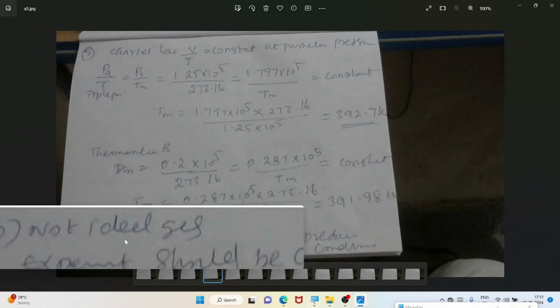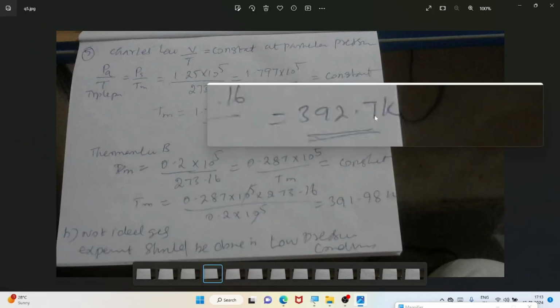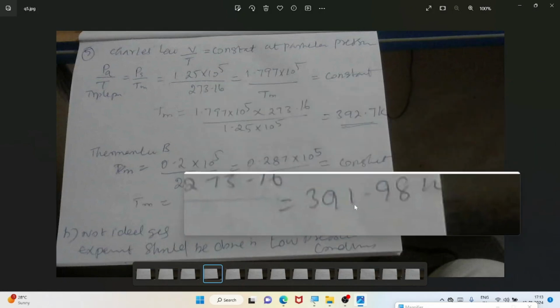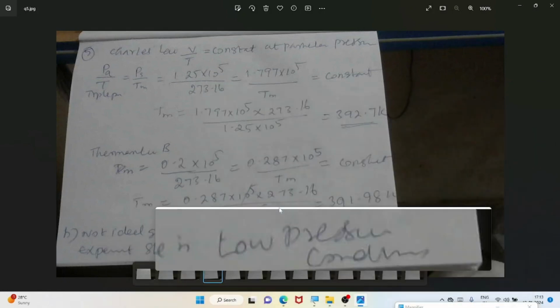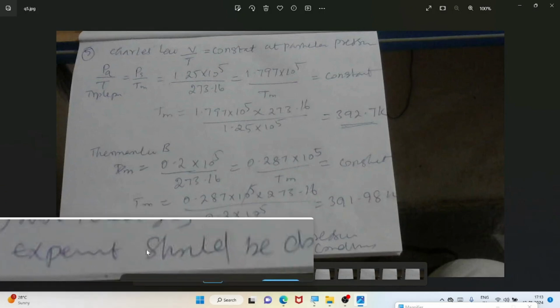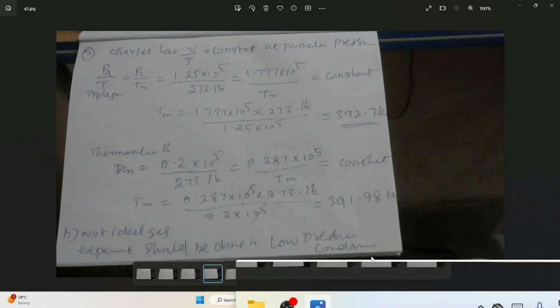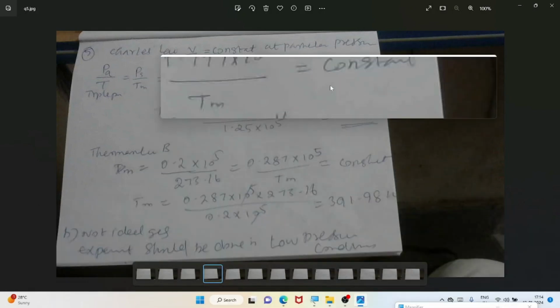So there is a difference. So this is not an ideal gas. 392.7, 391.98. They are not the same because they are not ideal gases. So this experiment should be done in low pressure conditions, then only you will get the accurate value.